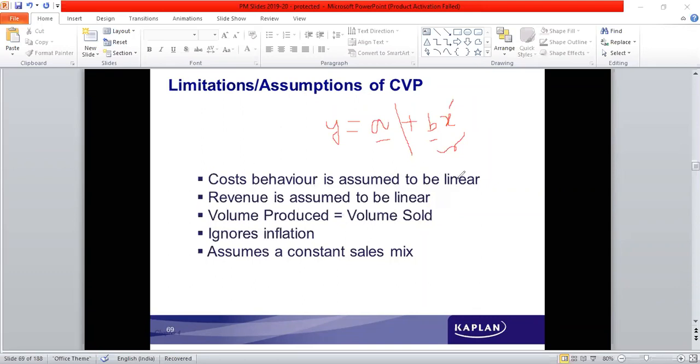The second one says that revenue is assumed to be linear. Revenue also keeps changing proportionately. There is no component of a fixed cost. As the number of units keep changing, the total sales value also keeps changing proportionately. For 0 number of units, revenue is 0, and as the number of units produced and sold keep increasing, that also changes proportionately. Then another very important assumption is all that which is produced during a period is sold.